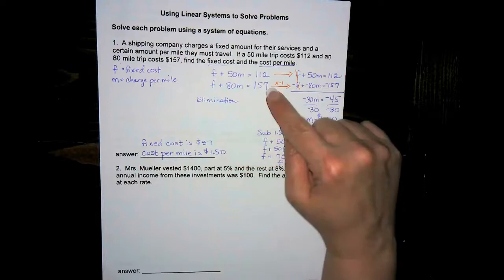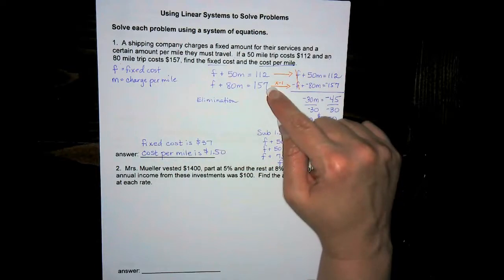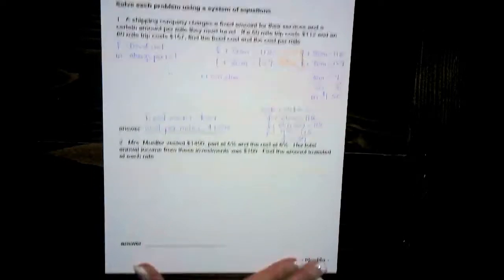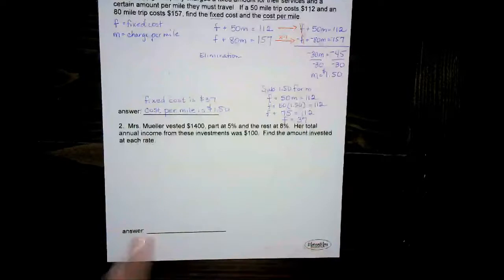So it really takes some practice. Practice makes progress to write your equations. So let's look at another example. Mrs. Mueller invested $1,400, part of it at 5%, the rest at 8%. Her total annual income from the investments was $100. How much did she invest at each rate?